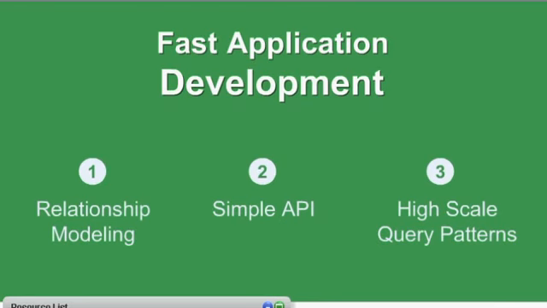But what makes this fast application development environment so speedy? There's really, again, three things. The first is relationship modeling. The second is that simple API that I talked about. And the third is the ability to create very high-scale query patterns against arbitrarily complex data sets. So let's dive into these in a little bit more detail.